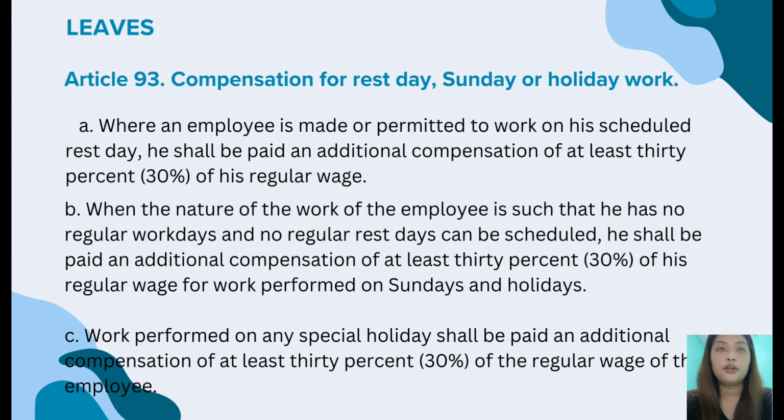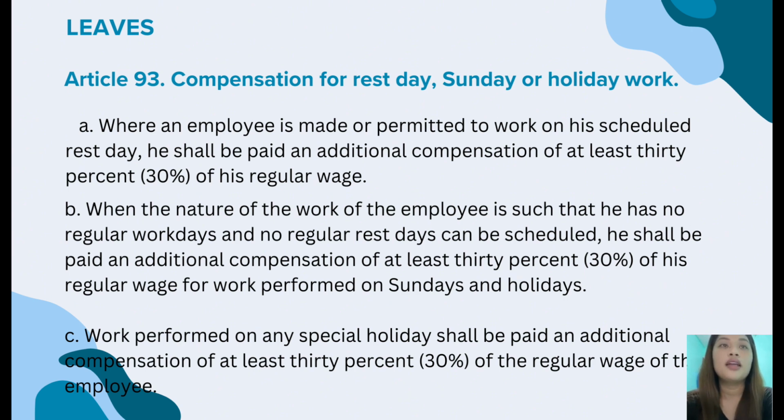Under Article 93, compensation for rest day, Sunday or Holy Week. First, where an employee is made or permitted to work on his scheduled rest day, he shall be paid an additional compensation of at least 30% of his regular wage. An employee shall be entitled to such additional compensation for work performed on Sunday only when it is his only established rest day.